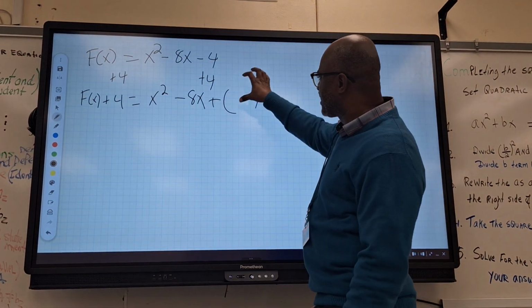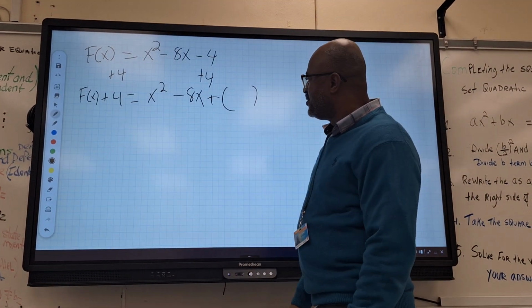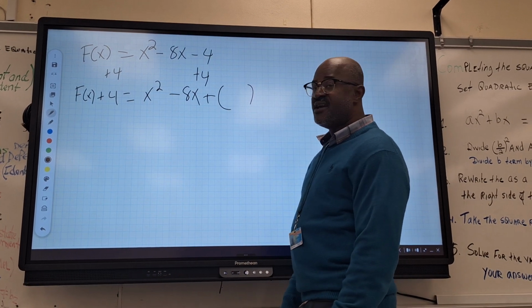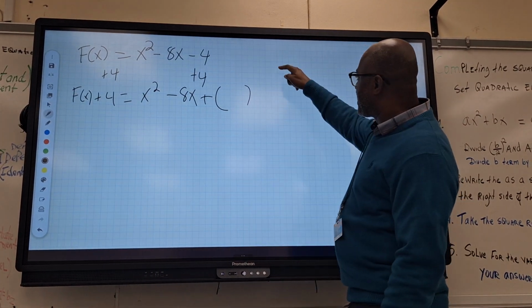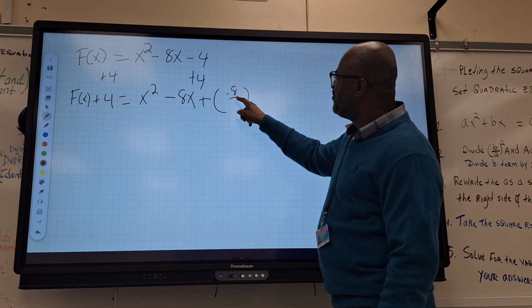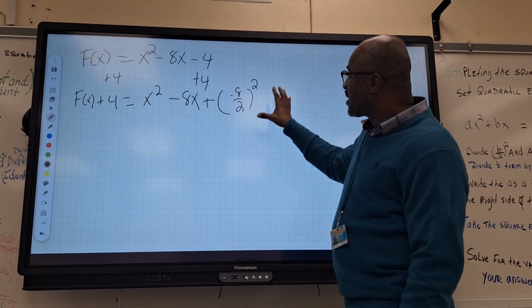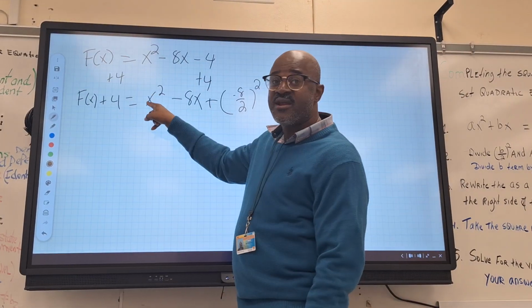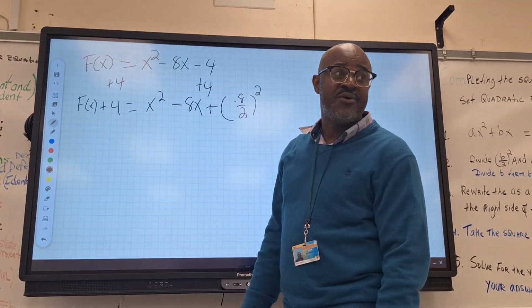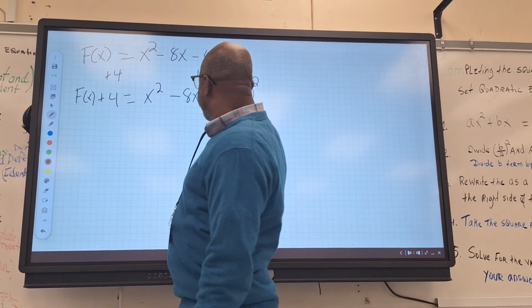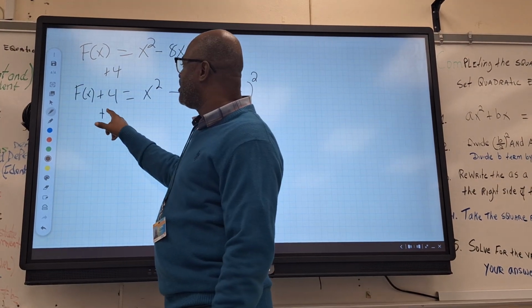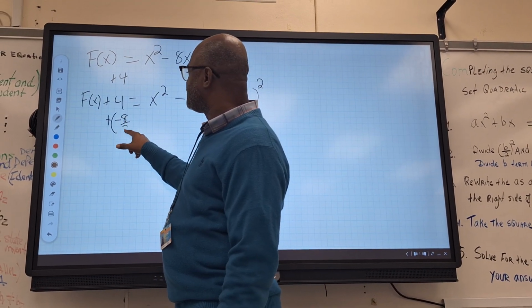How do you get that term? What will you do? b divided by 2. What is b? Negative 8. I'm going to take negative 8 divided by 2 and do what to it? Square. And square it. The reason you can do that is because a is already 1. If a was not 1, you cannot do that. Right? So whatever you do on one side, you have to do it on the other side.